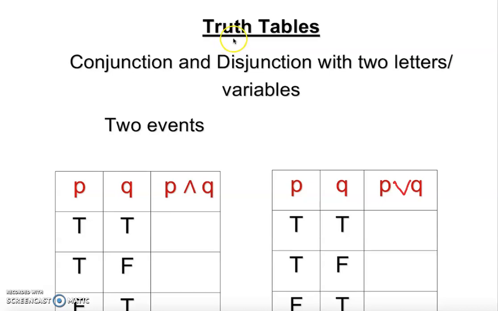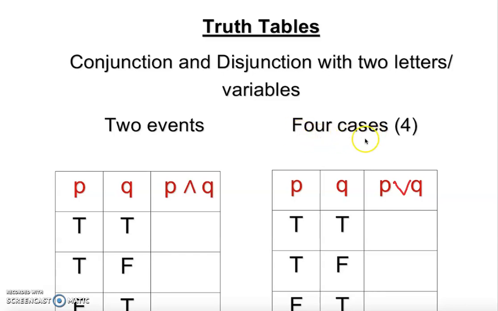Okay, in this video I'm going to talk about the truth table for conjunction and disjunction with two letters, or two variables, two events, or two statements. Two statements will make a compound statement, as you clearly see. Now, two events will always have how many cases? Four cases, right? Four cases.